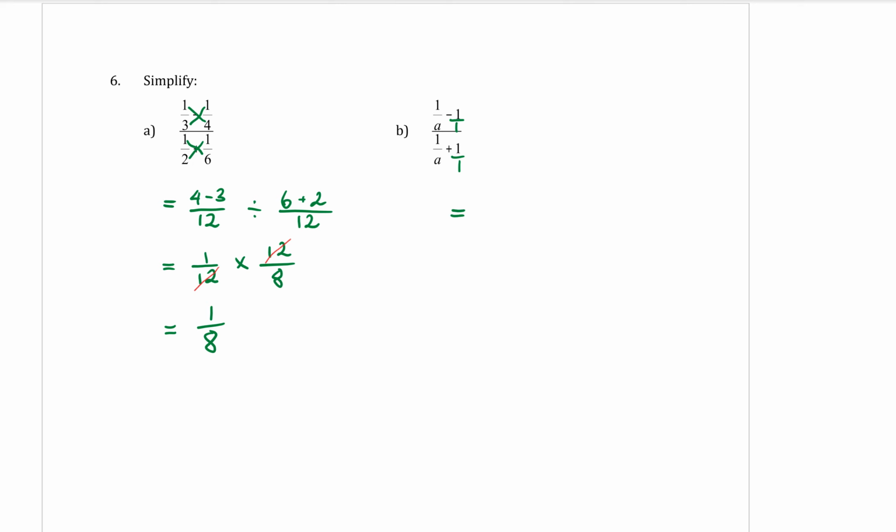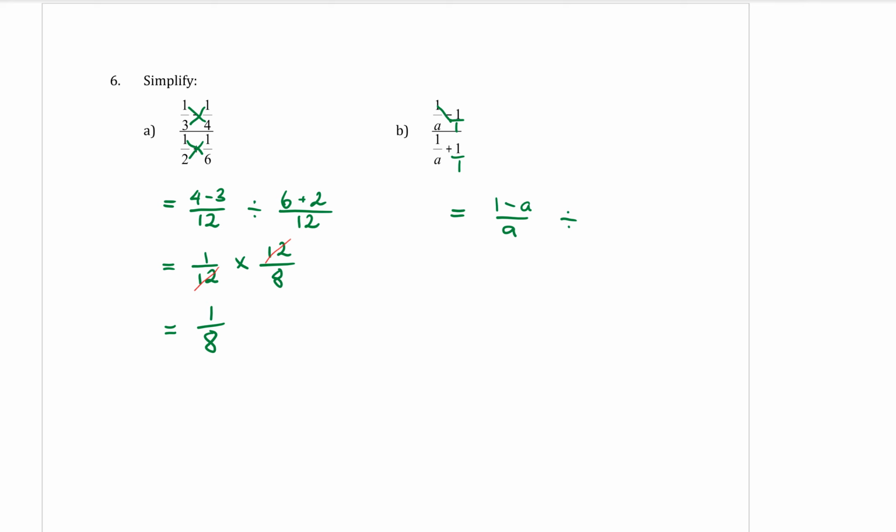The 2 top fractions, we're going to times the denominators together. A times 1 is A. Then we're going to multiply diagonally. 1 times 1 is 1. Minus sign, 1 times A is A. There's my first fraction. Like last time, I'm going to make it a divide out the side.